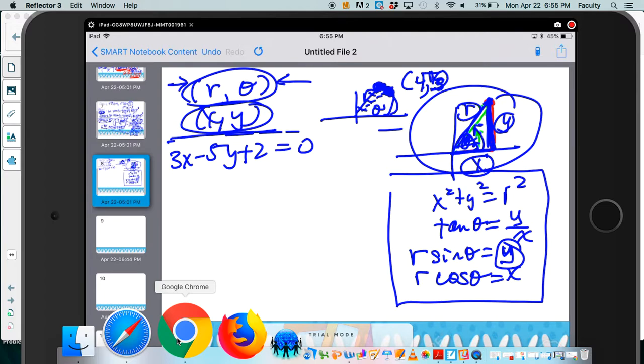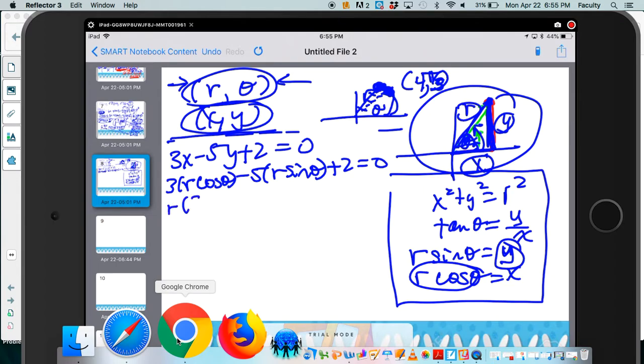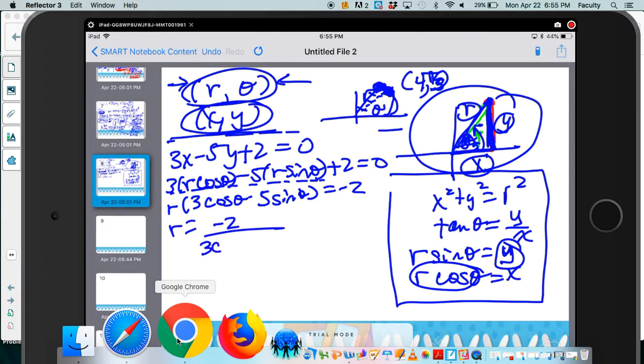Okay, so we're going to use this fact that x is r cosine theta. So I have 3 times r cosine theta minus 5 times y, which is r sine theta, plus 2 equals 0. And then if I solve for r, I'm going to factor out an r, and I have 3 cosine theta minus 5 sine theta. Right here, with these r's on this side, I move the 2 over here. So r is negative 2 over 3 cosine theta minus 5 sine theta.